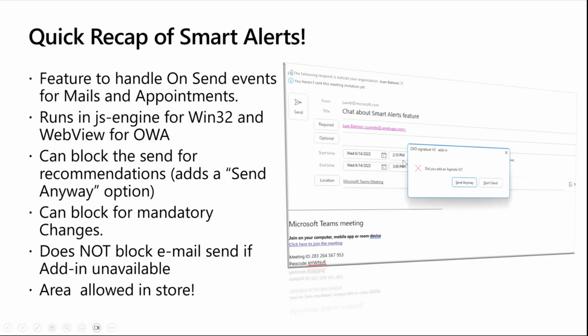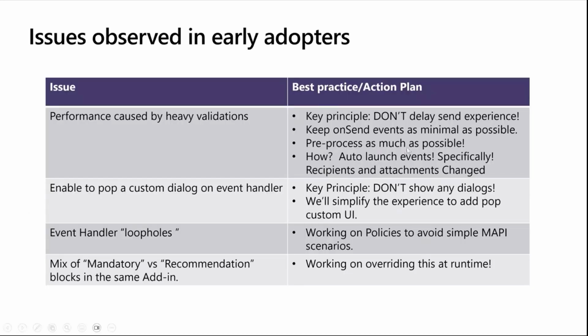Now, what I have been looking at in the community is that I have been working with many customers, and they are sharing many issues from early adopters. I think I talked about this in a previous call, but I want to double down on the message because it's very important. So the top four issues that we have been receiving are, first, the performance impact caused by heavy validations.